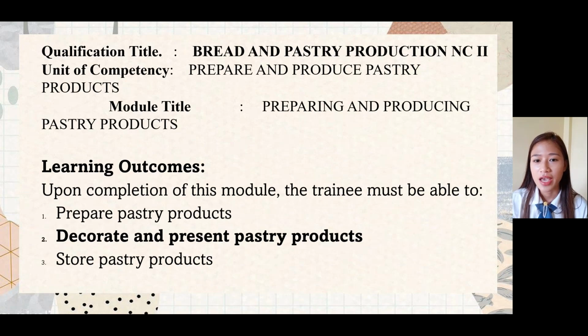Qualification title: Bread and Pastry Production NC2. Unit of Competency: Prepare and Produce Pastry Products. Module title: Preparing and Producing Pastry Products. Under this, there are learning outcomes.